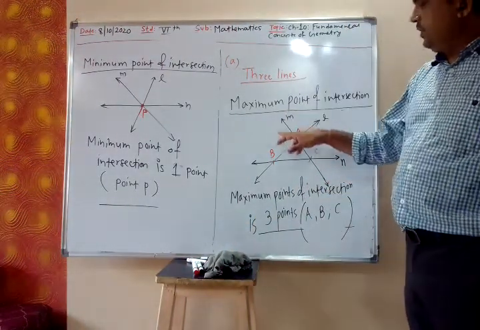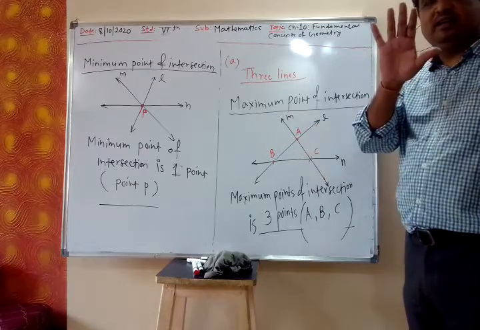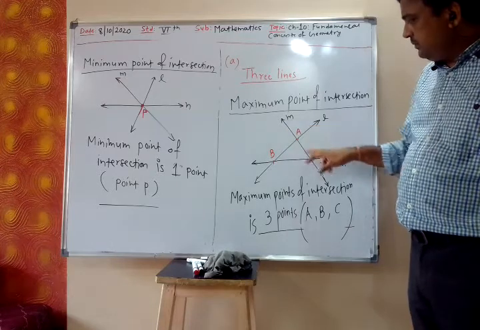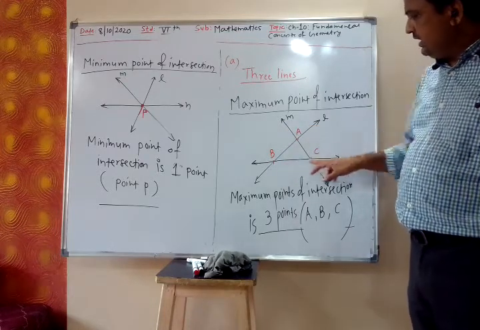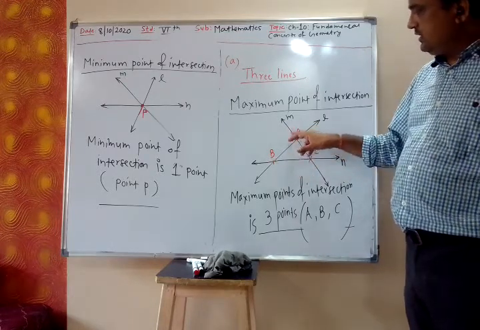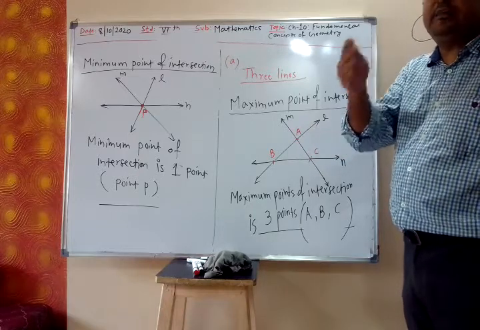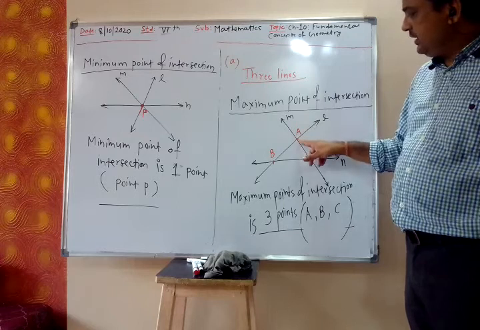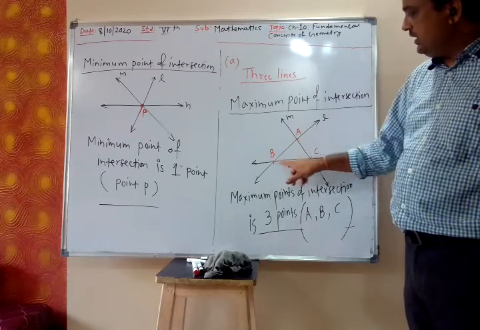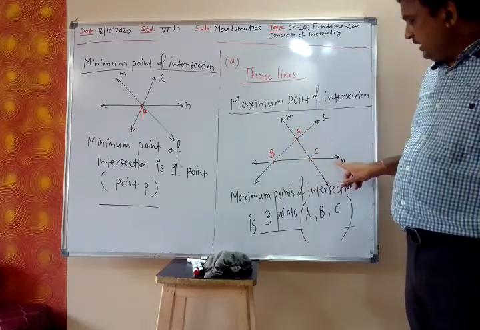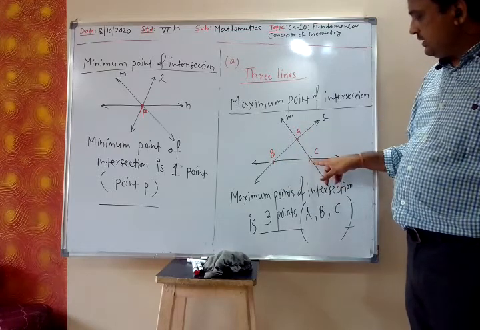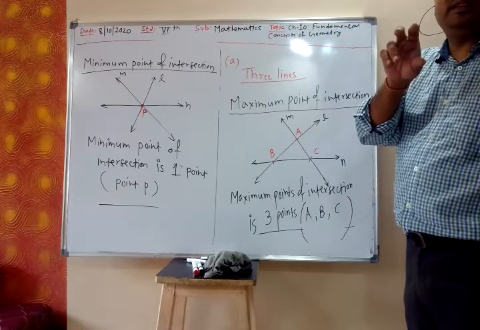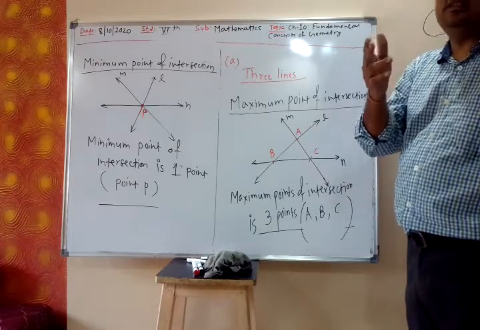See here for 3 lines. Again I am revising; we have enough time. Line M, line L, and line N intersect each other at 3 different points. Line M and L intersect at A. Line L and line N intersect at B. Line N and line M intersect at C. So for 3 lines, the maximum point of intersection is 3 points.